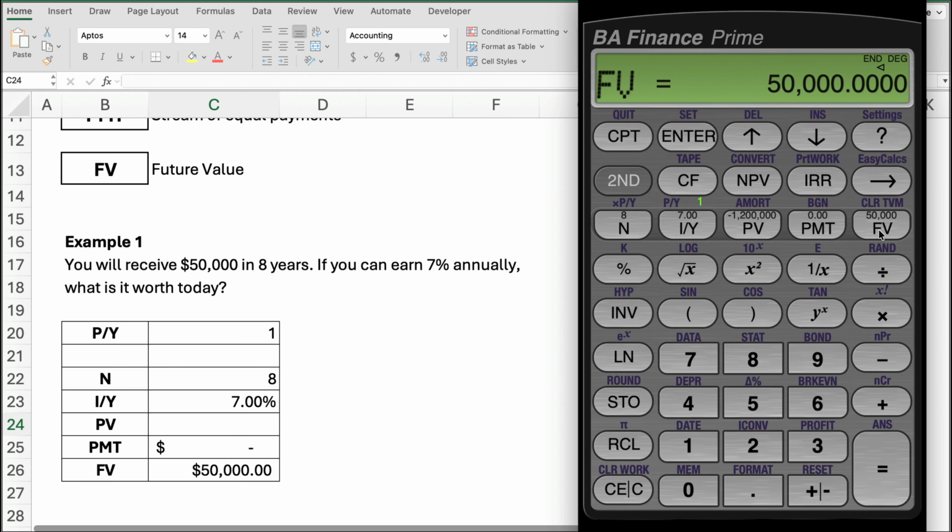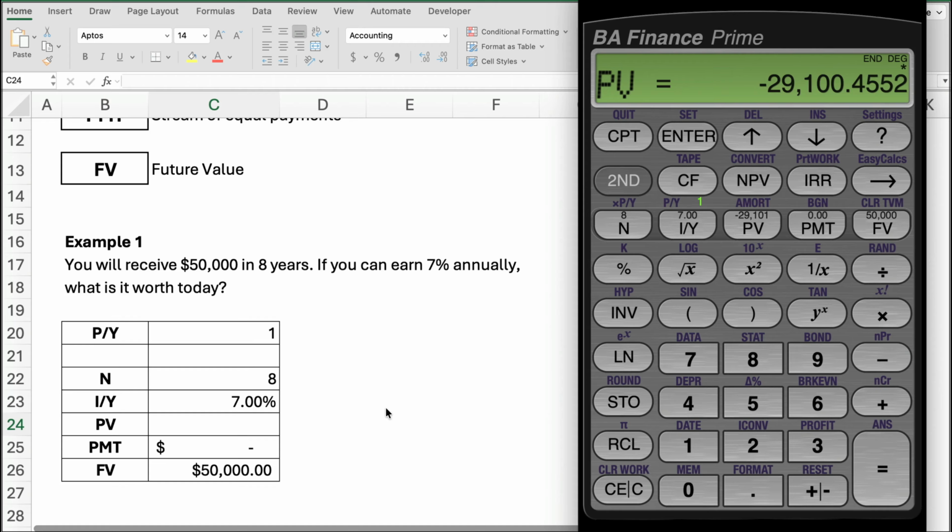Now, let's think about this. 50,000 is either going to be plus or minus. Now, since I put 50,000 in as positive, then my present value is going to come out negative. So compute present value, and we get 29,100 and like 46 cents. So the answer looks like it's 29,000.